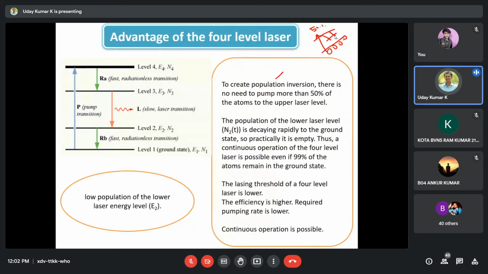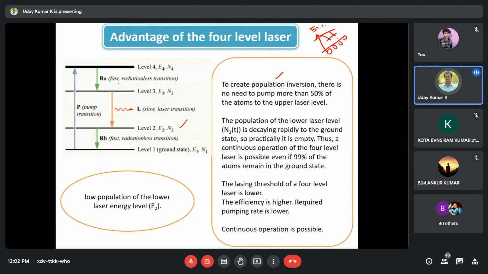How? See here, the population of the lower laser level, N2, is decaying rapidly to the ground state. So practically it is empty. So now this N2 is practically empty. Thus, a continuous operation of the 4-level laser is possible, even with 99% of the atoms remaining in the ground state also.